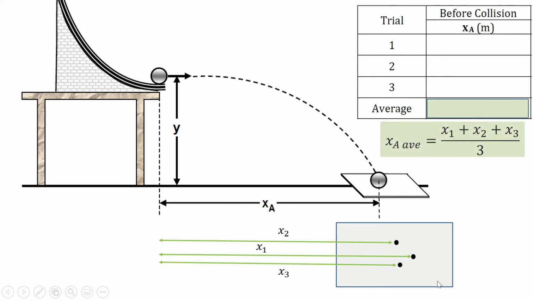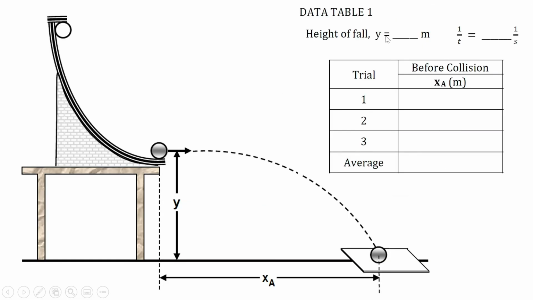And we will get the average of that. So to get the average, we will get the sum of the range of these 3 trials in meters, then divided by 3, and that is our XA average. We will get also the time.